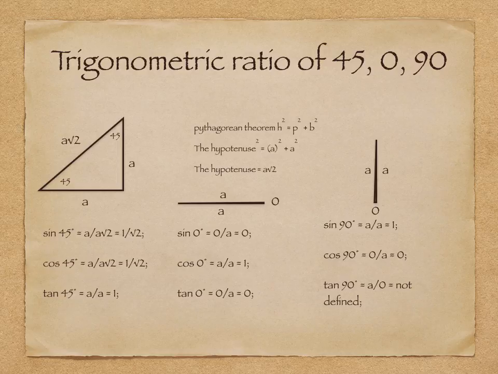Now let us figure out the ratios for the 45 degree angle. In this case both the sides are equal, and hence using the Pythagorean theorem, one can find the hypotenuse, and given that, the ratios can be found. Similarly for 0 degree the perpendicular is 0 and for 90 degree the base is 0.